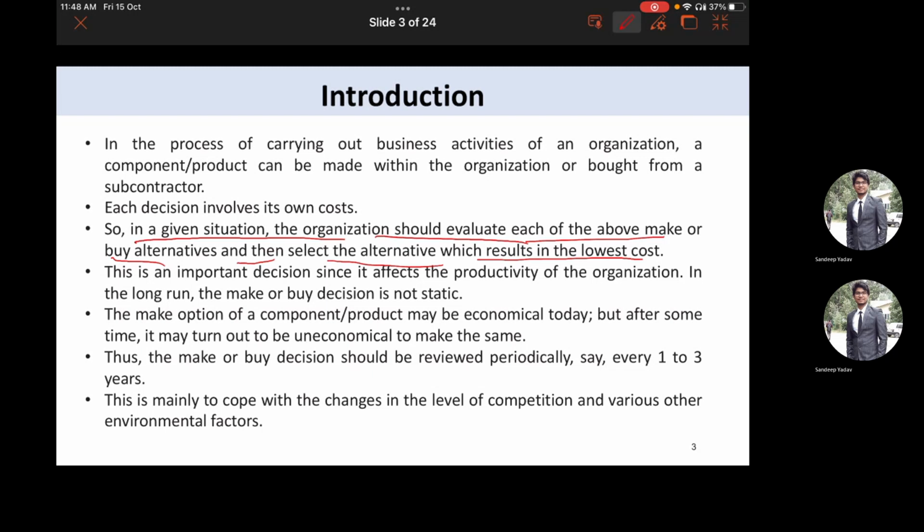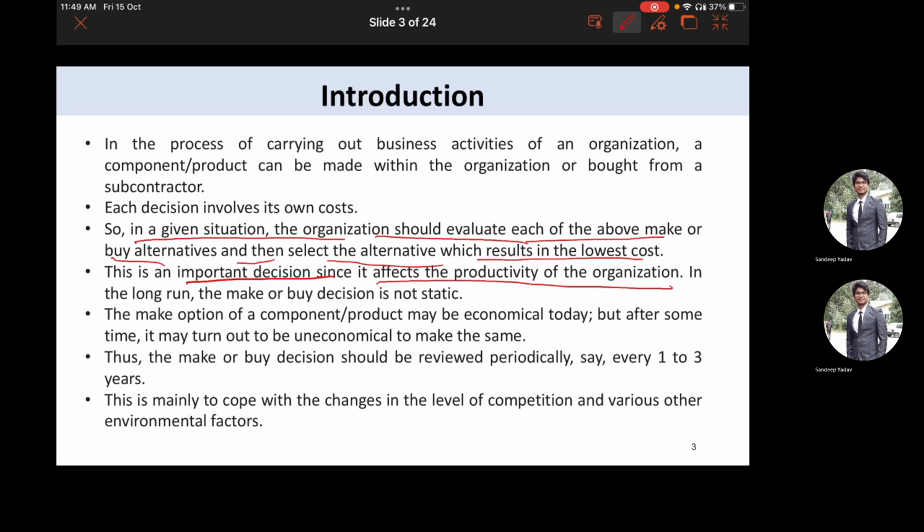So, starting with this, before making a buy or make decision, we will have different opinions and different alternatives to choose from. This is an important decision, since it affects the productivity of an organization in the long run. The make or buy decision is not static, because to make a product we need different kinds of machinery, and we have to make this product throughout the time. Suppose there's only a limited requirement of any product, then it will not be advised to make the product on your own. If it is needed in the long run, or throughout the whole life cycle of that industry, then it's advisable to make it.